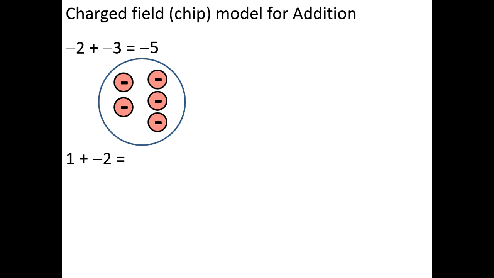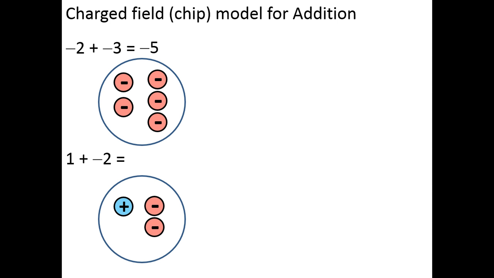When we're adding two numbers that have opposite signs, we still do the same process. In this case, we start with 1 positive chip for the positive 1, and then we add to the field 2 negative chips. Now, an important rule of the charged field model is that when we have a positive chip and a negative chip that we can pair up, that's called a plus-minus pair, we know that they will sum to 0. So, in essence, we take that plus-minus pair and we remove it from the field. And that leaves us with 1 negative chip, which is why the sum is negative 1.